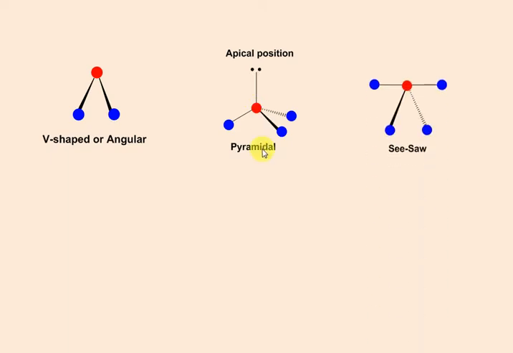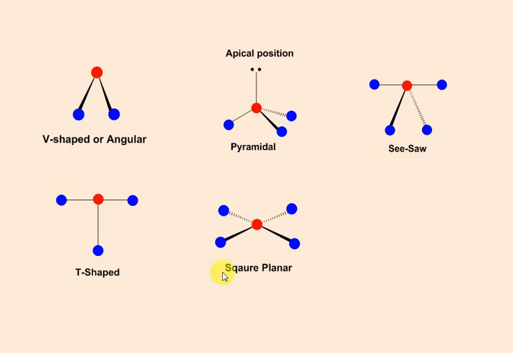Friends, when the molecule has a shape like this, it is called V-shaped or angular. This one is called pyramidal, in which one of the positions is occupied by a lone pair. So with 3 bonds and 1 lone pair, the shape is pyramidal. Whenever it looks like this, it is called seesaw. Friends, you have seen a seesaw in a garden. When the shape of the molecule is like a seesaw, the molecules are called seesaw molecules. This one is T-shaped. This one is square planar.